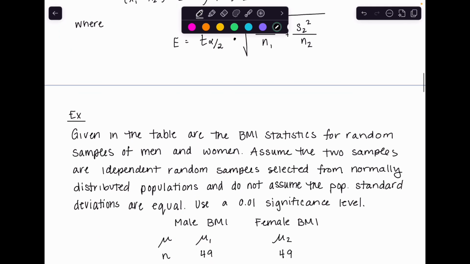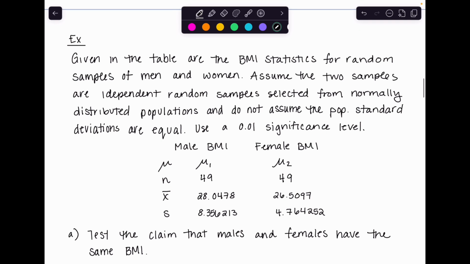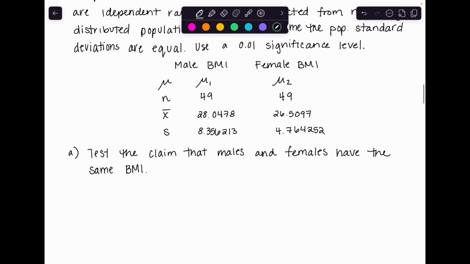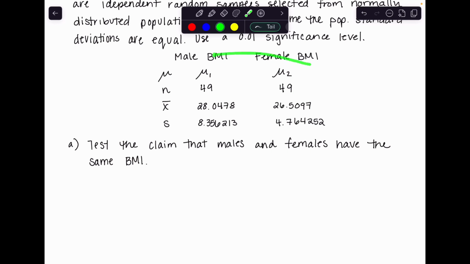So in this example, we're told, given in the table below are the BMI statistics for random samples of men and women. Assume the two samples are independent random samples selected from normally distributed populations, and do not assume that the population standard deviations are equal. We want to use a 0.1% significance level to test the claim that males and females have the same BMI, okay? So they give me all of my data here in a nice little chart.